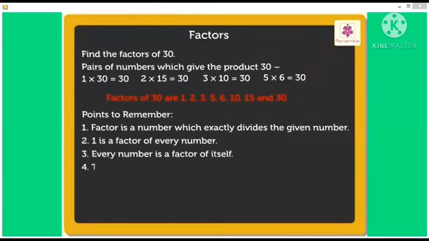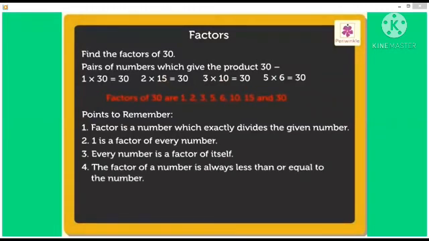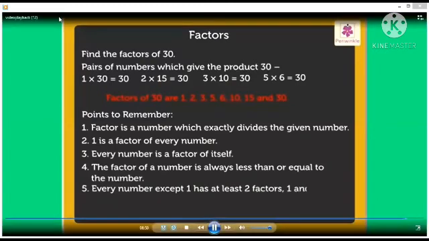4. The factor of a number is always less than or equal to the number. 5. Every number except 1 has at least 2 factors, 1 and the number itself.